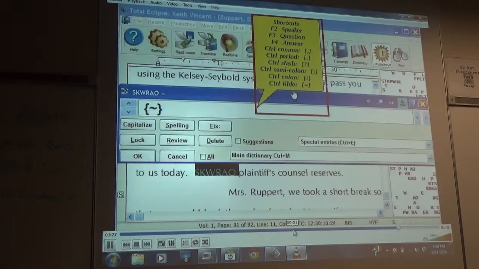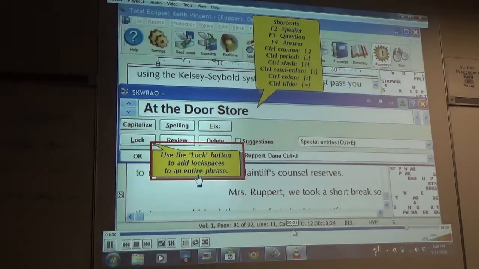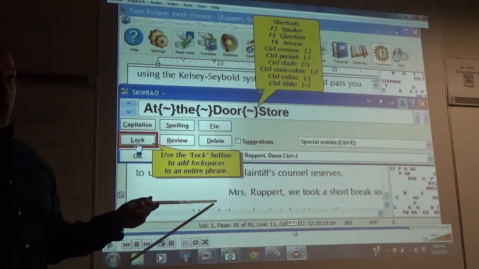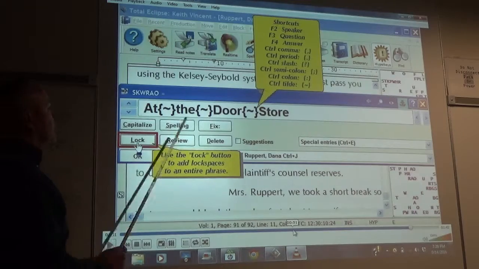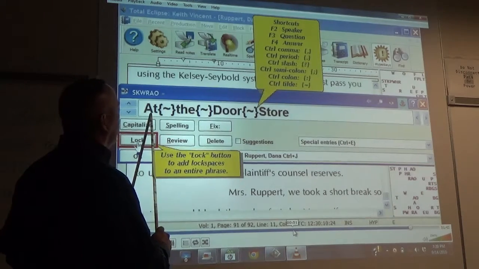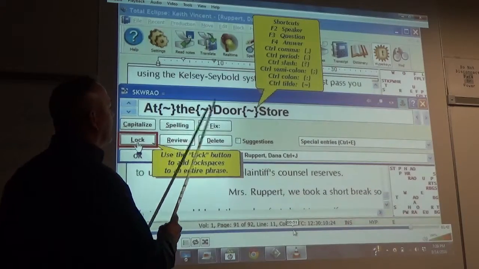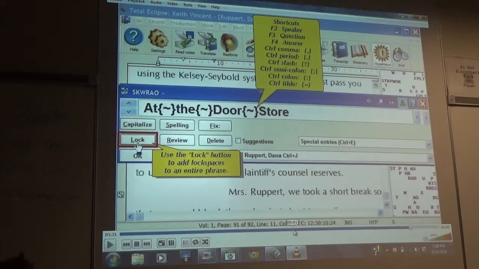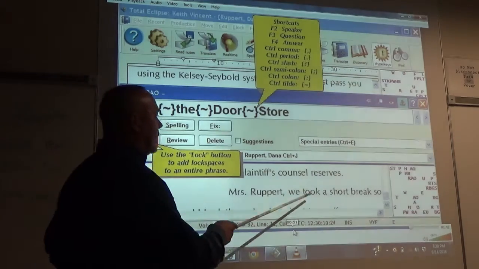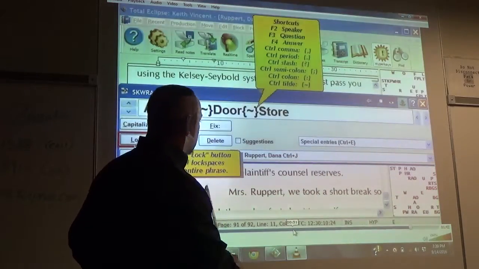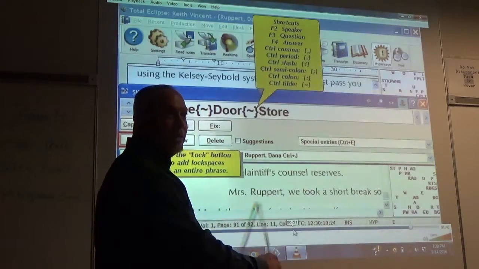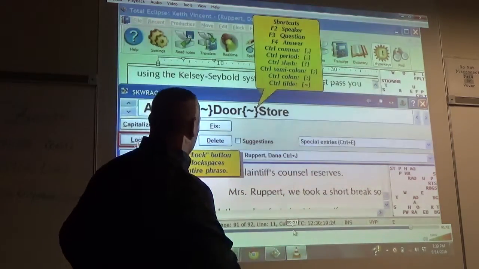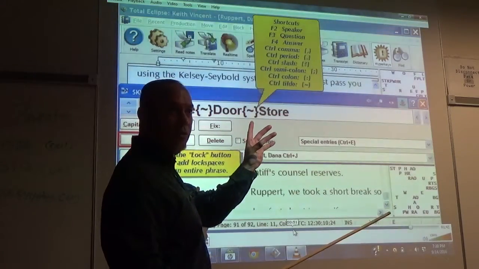However, if you have an entire phrase whose words you want to keep together, you can use the lock button. Guys, pay attention to this real quick. This is pretty cool stuff, okay? Say they talked about the name of the store, called At the Door Store. When it's talking about a specific store, you don't want it split across lines. It always needs to be on the same line. So when you're talking about Mr. Krzyzewski, you don't want Mr. on one line and Krzyzewski on the next. You always want it together, okay?